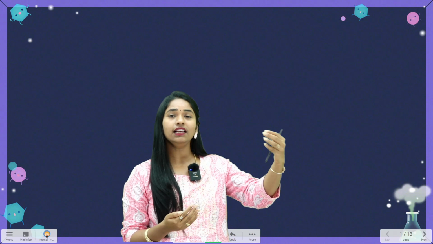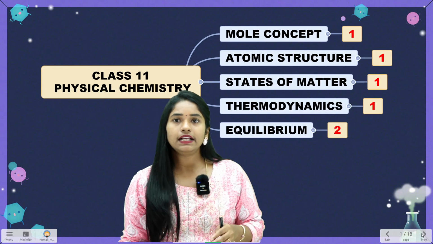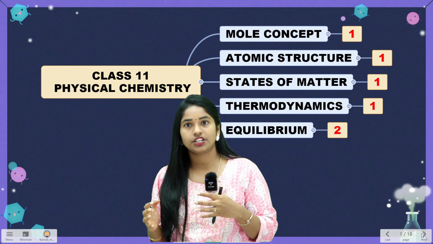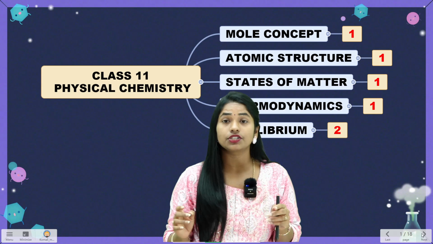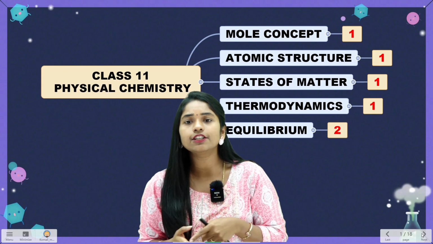Out of three parts, physical, organic and inorganic, from physical chemistry a total of 16 questions came. In that, how many questions are from class 11 and how many from class 12, I'm going to show you now. From class 11 physical chemistry, a total of 6 questions. Again, class 12 physical chemistry, 10 questions, total 16 questions. See the weightage of the chapters.